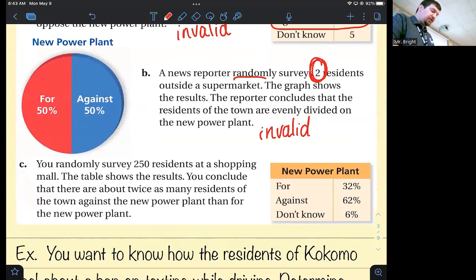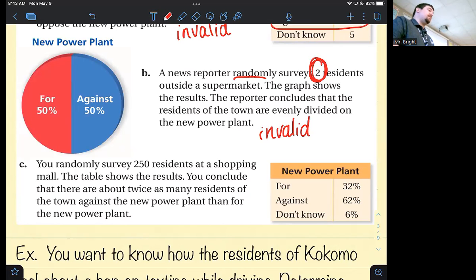You randomly survey 250 residents at a shopping mall. The table shows the results. Again, not really interested in what the table says. I'm more interested in how they conducted the survey. So you conclude that there are twice as many people that are against the power plant than that are for the power plant. What do you think about this survey? Is 250 people large enough? Okay. Was it done randomly? Yeah. Did it include all parts of the population?